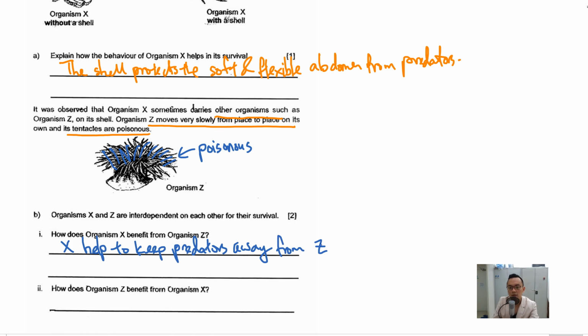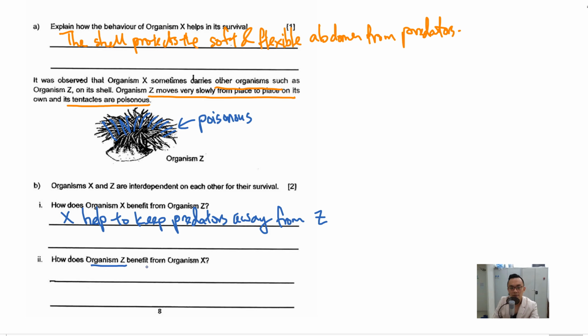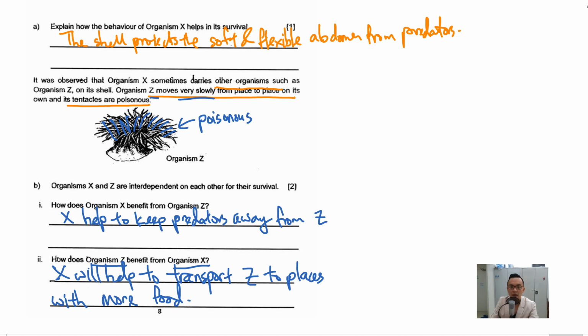from organism Z. So how does organism Z benefit from organism X? So organism Z moves very slowly, right? So X will help to transport organism Z to places with more food. Okay, because Z moves very slowly, so X will help to transport organism Z to places where there's more food.